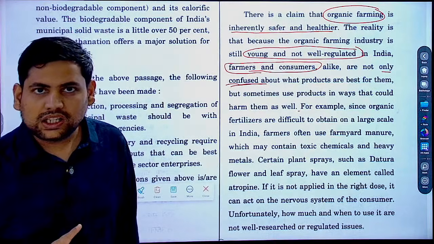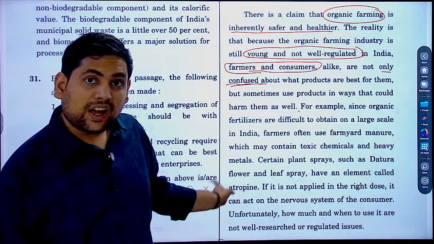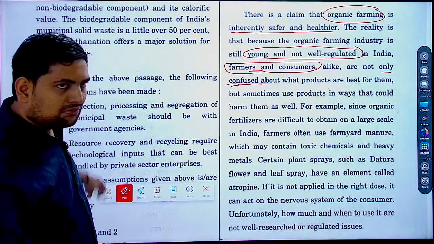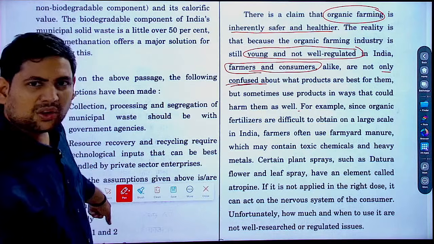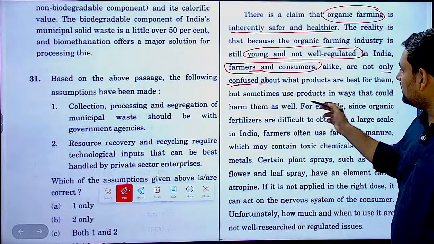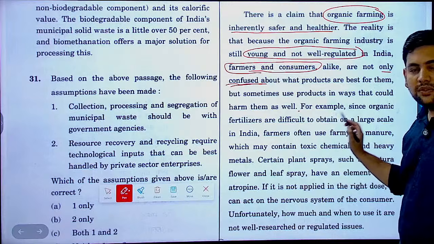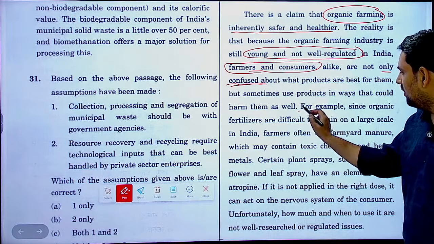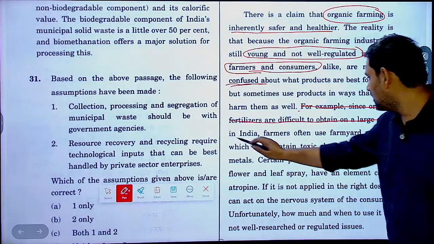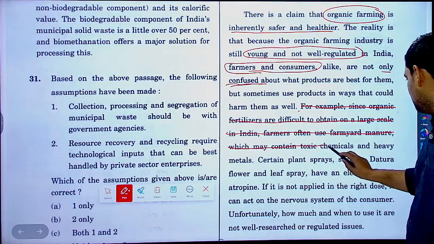Can you feel this? Correct? It is not talking about any other thing. So most probably the farmer one is the answer. What you should do, you should just mark that option which says about farmers in the crux. Now you continue. But sometimes use products in ways that could harm them as well. For example, after for example, what you do? You never read it. For example, search for the full stop. Search for the full stop.